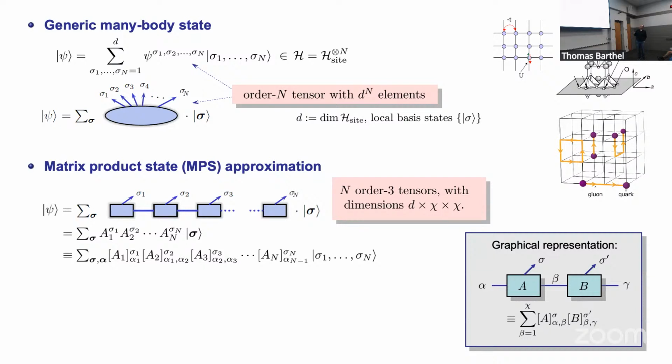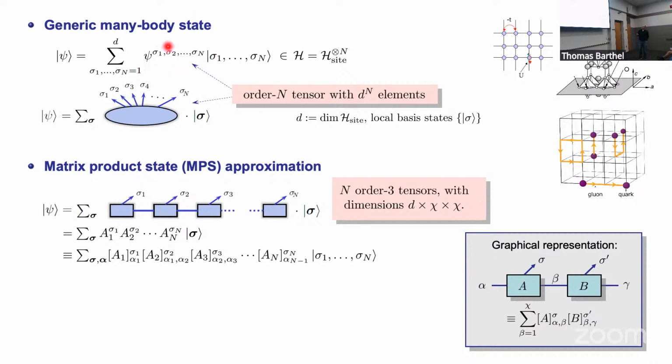So the basic idea is that if you have N particles on such a lattice, let's say, for example, think of a spin-1/2 system where we have spin up or spin down on every site, then a generic state can always be expanded in the corresponding product basis. So the sigma i's here would be the spin orientation on site i, and then the state is characterized by these expansion coefficients psi.